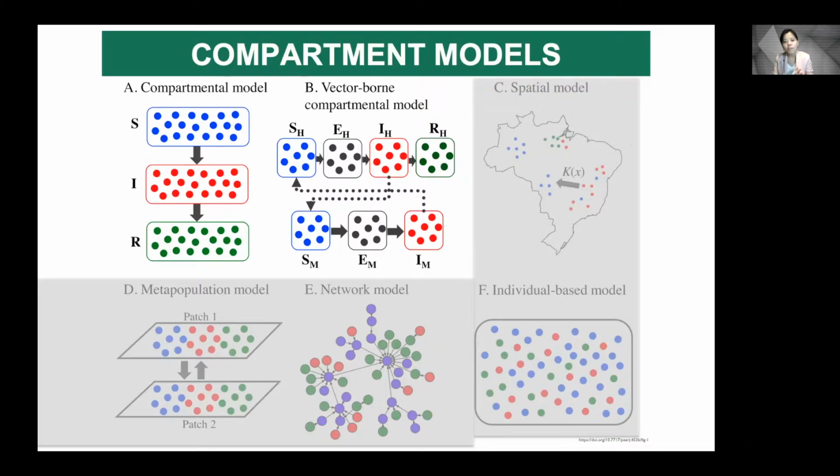And then we also have the vector-borne compartment model, where we separate two types of homogeneous clusters. Here we have two subscripts, H and M, that denote human and mosquito respectively. Both host and vector individuals are assumed to be well mixed or homogeneous. However, the mosquito needs to interact with the humans in order to infect the human with dengue.